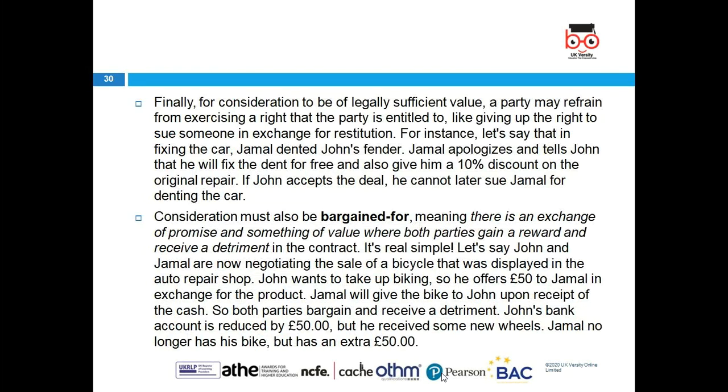Okay, so bargaining. What do you think? We bargain something, does it become a contract? Sometimes we can bargain. John wants to take a bike, and he offers £50 to Jamal in exchange for the product. And then what happened? He received the cash. He's entered into an agreement because he took the money. So he's agreed to it by participating, by taking the funds.